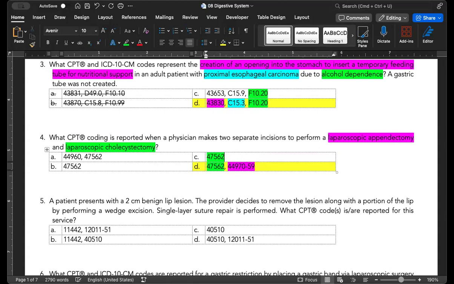So you should not have something that looks like this. You should not have 44970 and then 47562 with a 59. You won't have to make this determination. They might have it where the 44970 is second, and then you have to determine between a 51 and a 59. But it's not going to be having these two switched, and then you have to determine yourself from a testing perspective which one has the higher RVU.